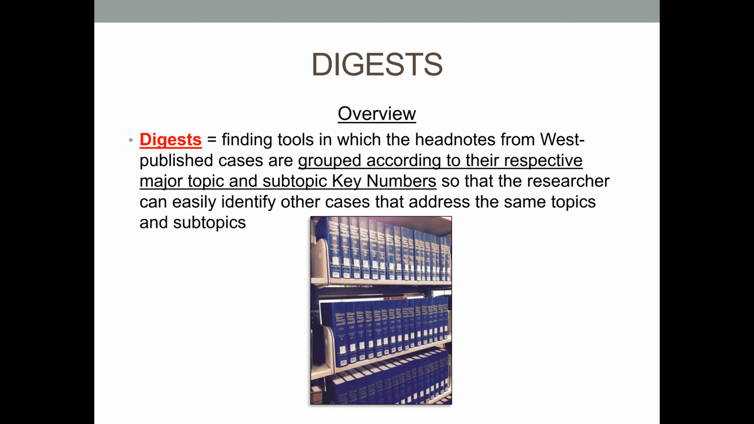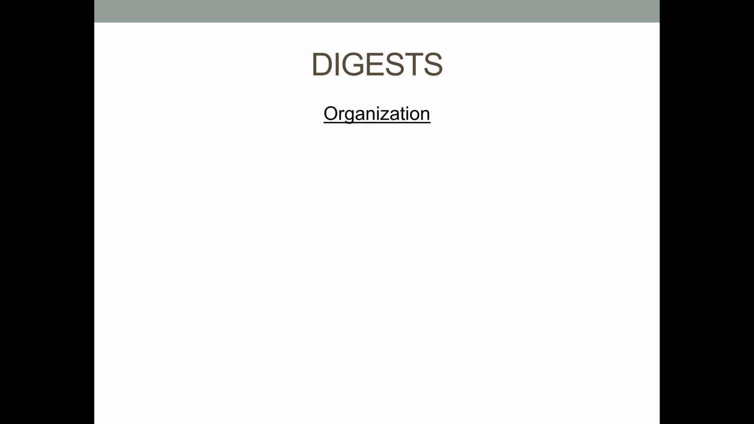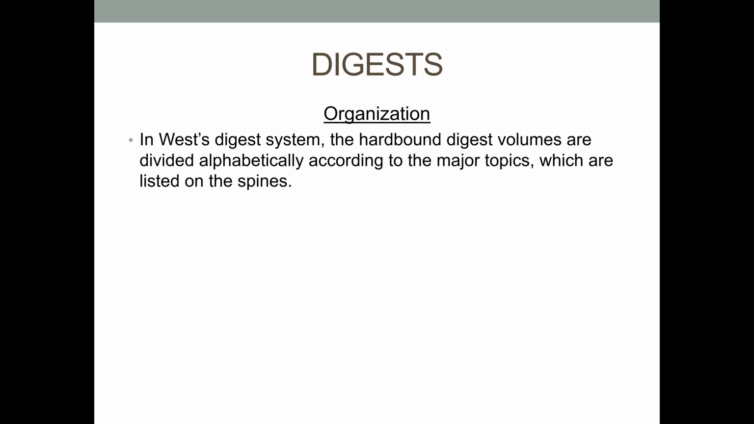Now here's a picture of a set of the Texas Digest second series. They're bright blue, and they look like a big set of encyclopedias because on the outside spine you have the alphabetical major topics that each volume contains. So the hardbound digest volumes, like the picture you just saw, are divided alphabetically according to the 400 plus major topics in West's topic and key number system.